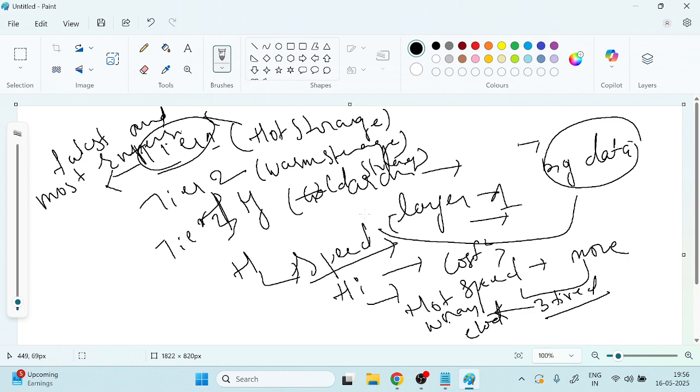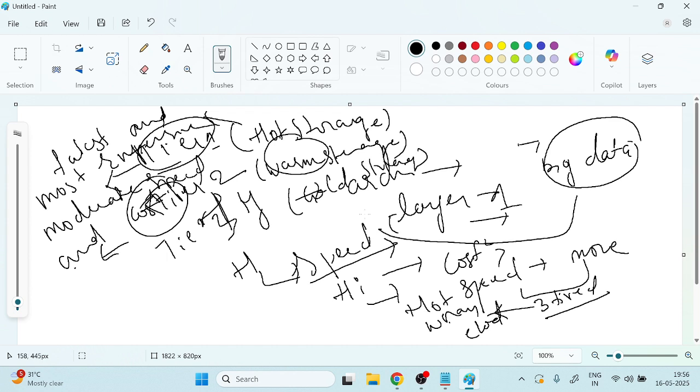Very costly. In warm storage, it has moderate speed, middle speed, and the cost will be somewhat less, average. And cold storage means it will be slow and cheap.